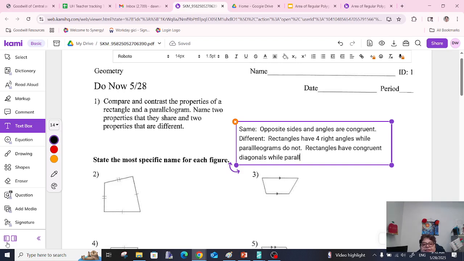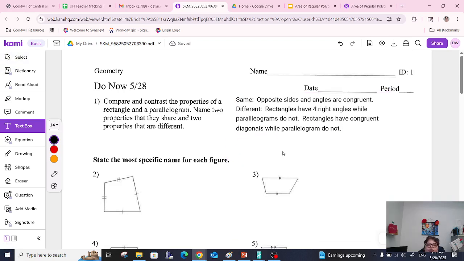I put three L's in that parallelogram. Misspelled it up there, sorry. Do not. Okay? And you can use your chart when you are answering these, right? That's not too bad. You can do that.